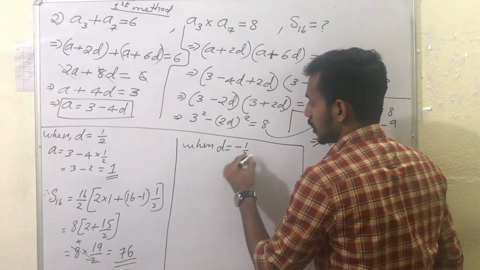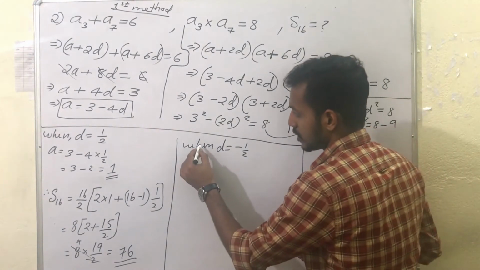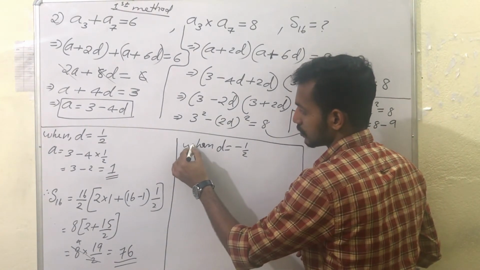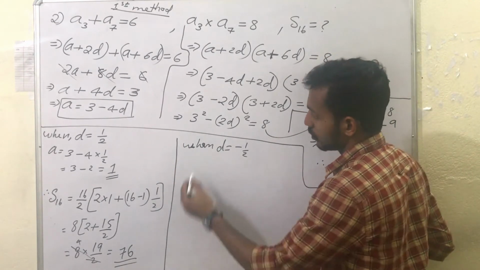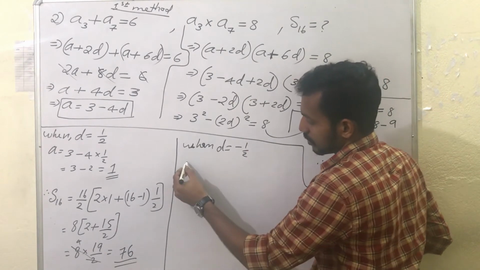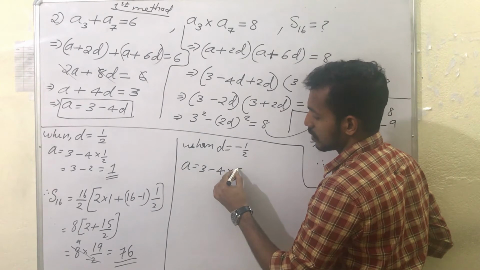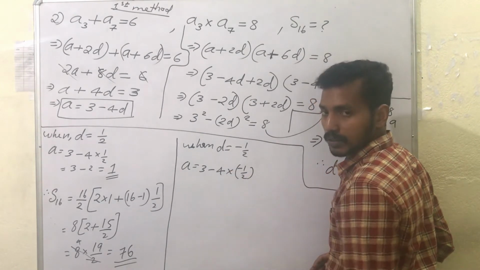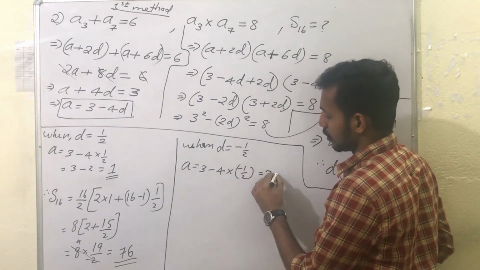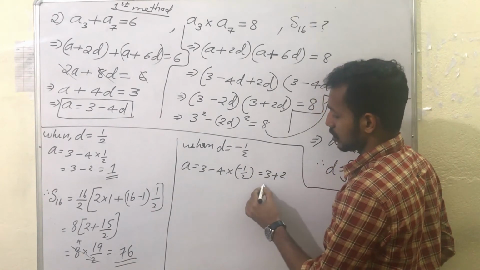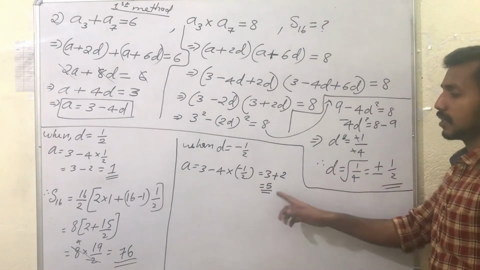Now let's apply when D is equal to minus 1 by 2. In this case, first we need to find A, which is equal to 3 minus 4 into D, where D is minus 1 by 2, which is equal to 3 plus 4 by 2, which will be 2, which is equal to 5. So when D is equal to minus 1 by 2, A becomes 5.